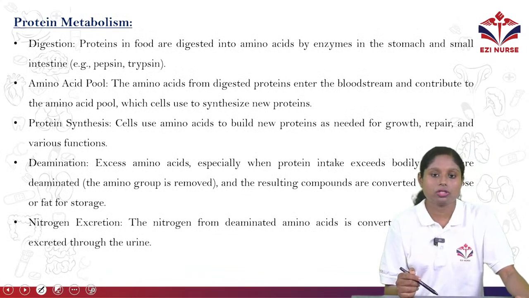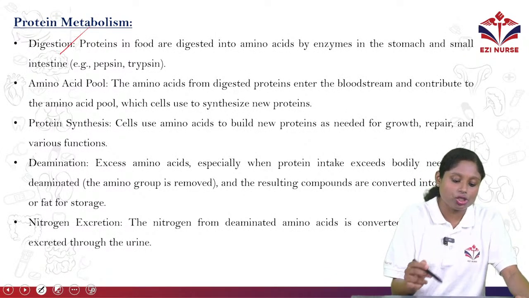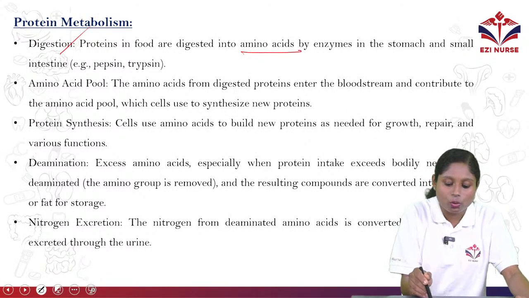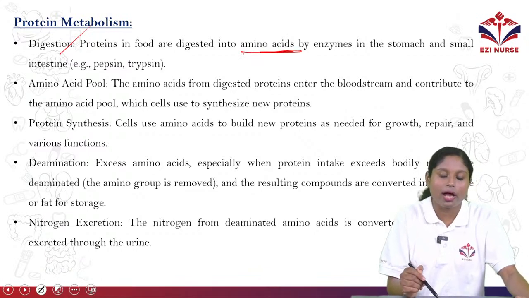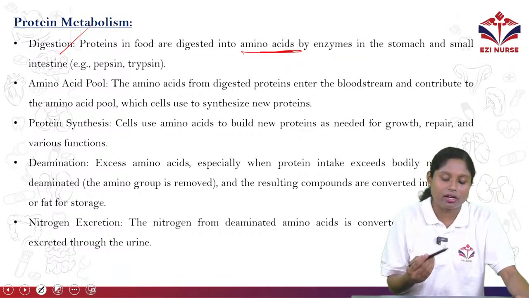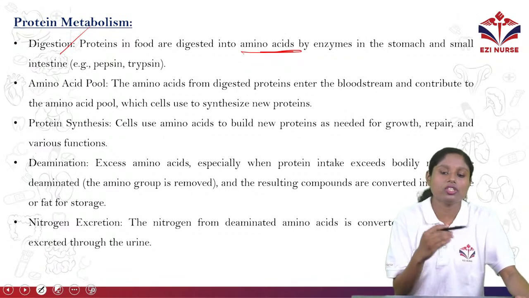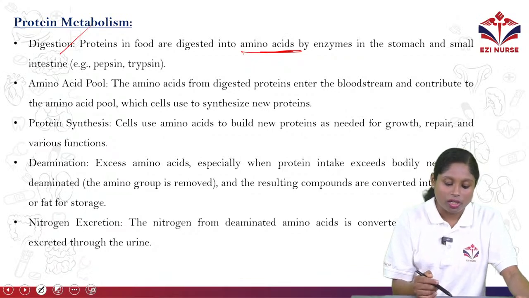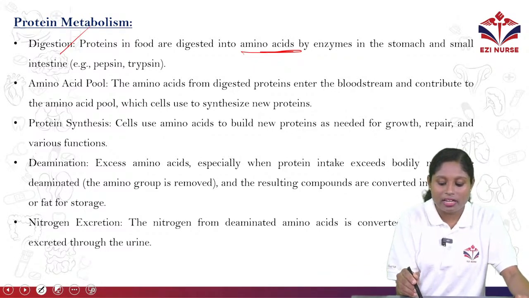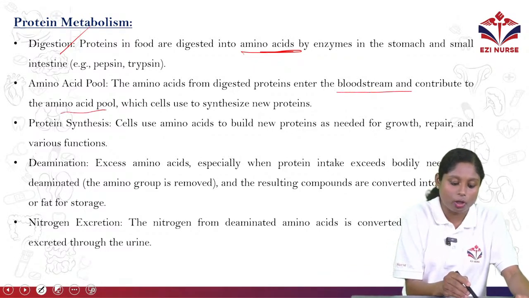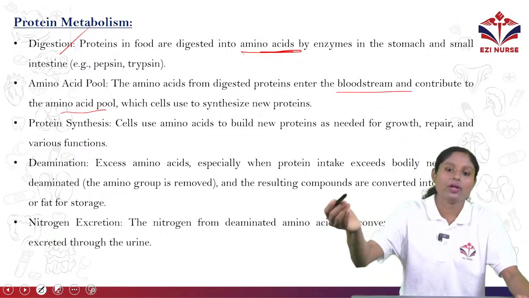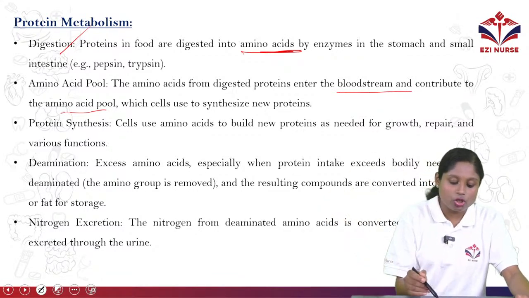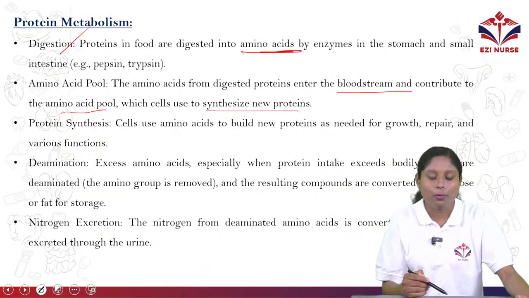Protein metabolism. So how will the metabolism be? Digestion. Proteins in food are digested into amino acids by enzymes in the stomach and small intestine, like pepsin and trypsin. They act and it is converted into amino acids. Amino acid pool. The amino acids from digested protein enter the bloodstream and contribute to the amino acid pool, which cells use to synthesize new proteins.